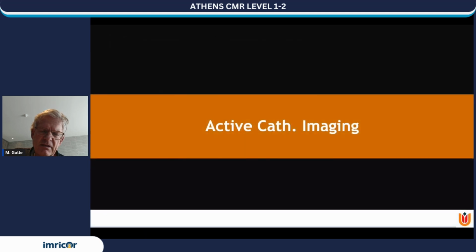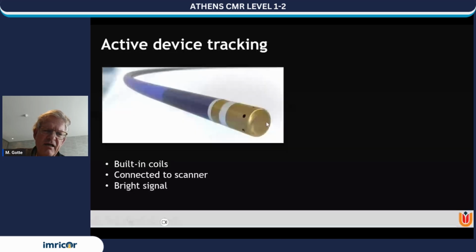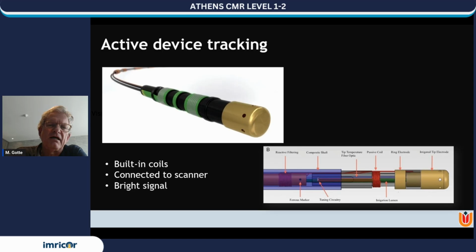So that's an advantage. Another strategy to guide instruments through the heart is active catheter imaging, as the previous speaker showed, but this requires advanced hardware and a redesign of the equipment we use for interventions. So this is, for instance, an ablation catheter from Imricor, and they have built in 2 coils in the tip of the catheter, so that's more advanced technology. It has implications for the design of the catheter, but these 2 coils are connected to the scanner and provide a bright signal on the image, as shown before.